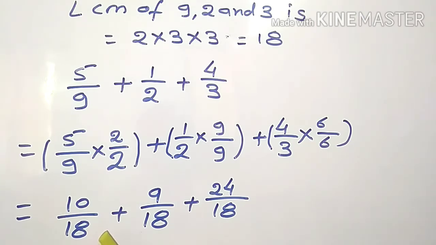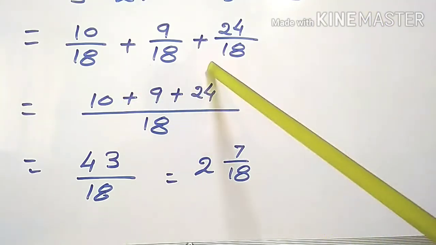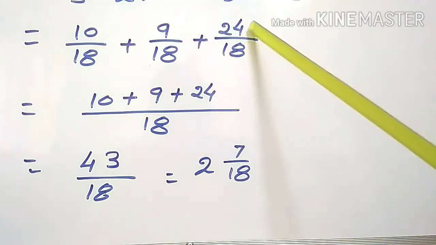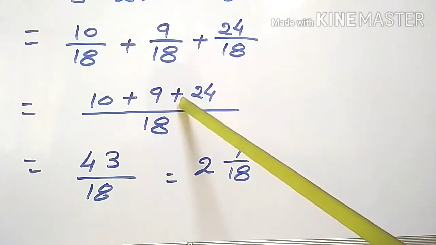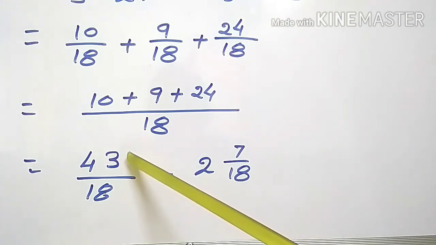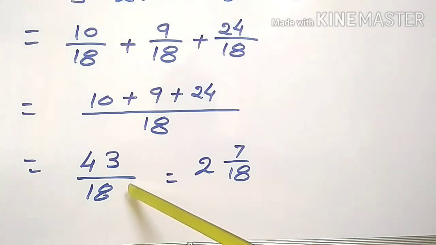10 by 18 is the equivalent fraction of 5 by 9. 9 by 18 is the equivalent fraction of 1 by 2 and 24 by 18 is the equivalent fraction of 4 by 3. Now to add like fractions, write the common denominator in the denominator and in the numerator write the numerators of the first, second and third fractions and add all these. So the sum of 10 plus 9 plus 24 is equal to 43. So 43 by 18 is the sum.